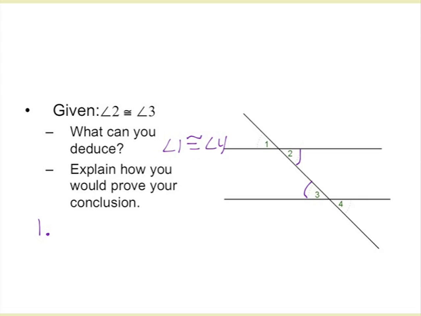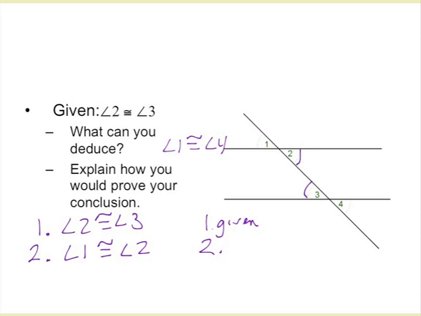Where's a good place to start a proof? The given. We have a given here, so I'm going to start with it. If I want to prove something about angle 1, I should probably say something about angle 1. What is angle 1 the same size as? Angle 4. 2. Can't jump to 4 yet, but we can say it's the same size as 2. How do I know it's the same size as 2? Because they're vertical angles.